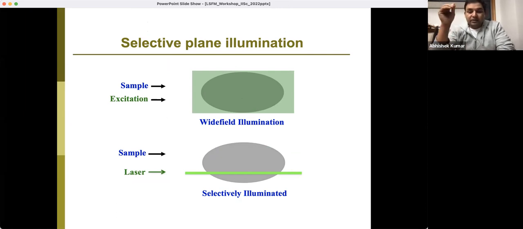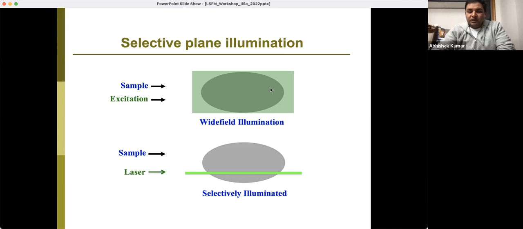Let me make it very clear. It's not easy to define absolute phototoxicity. It's all relative terms, and there are a lot of factors that govern phototoxicity. It depends on your probe, your sample prep, the laser intensity you are using, and the kind of information you are trying to extract. So let's keep it in relative terms, not in absolute terms.